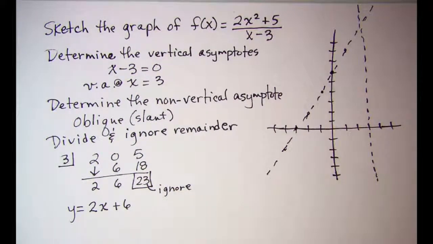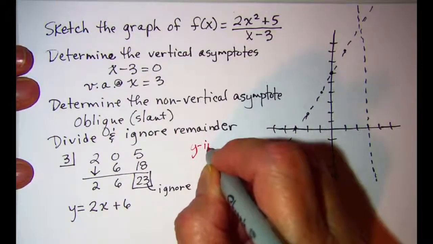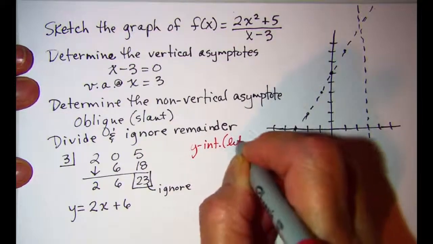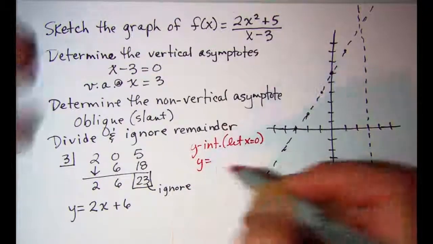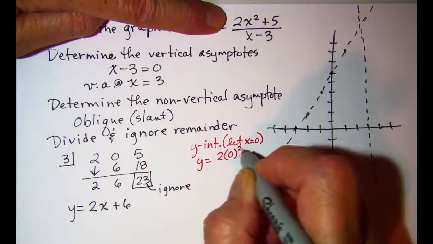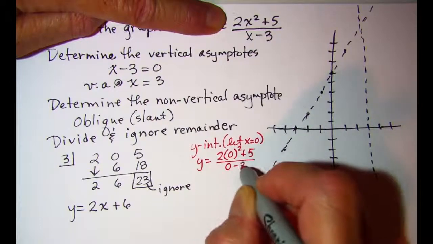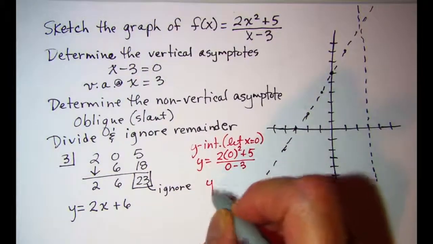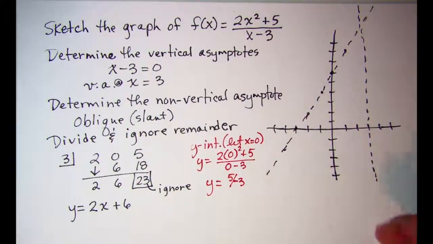Next, I need to find y-intercepts, and you do that by letting x equal 0. So for the y-intercept, let x equal 0. So we have y equals 2 times 0 squared plus 5 divided by 0 minus 3. So y equals 5 over negative 3 is my y-intercept.